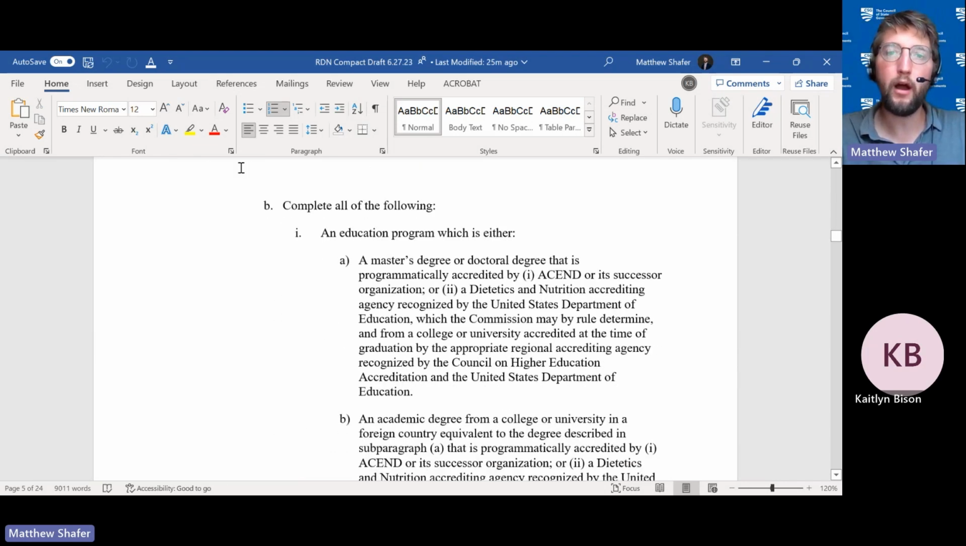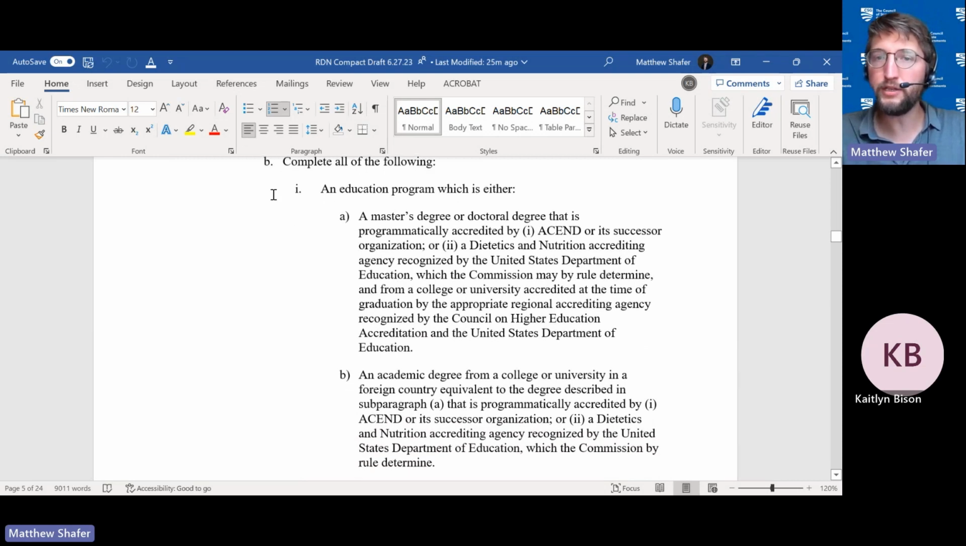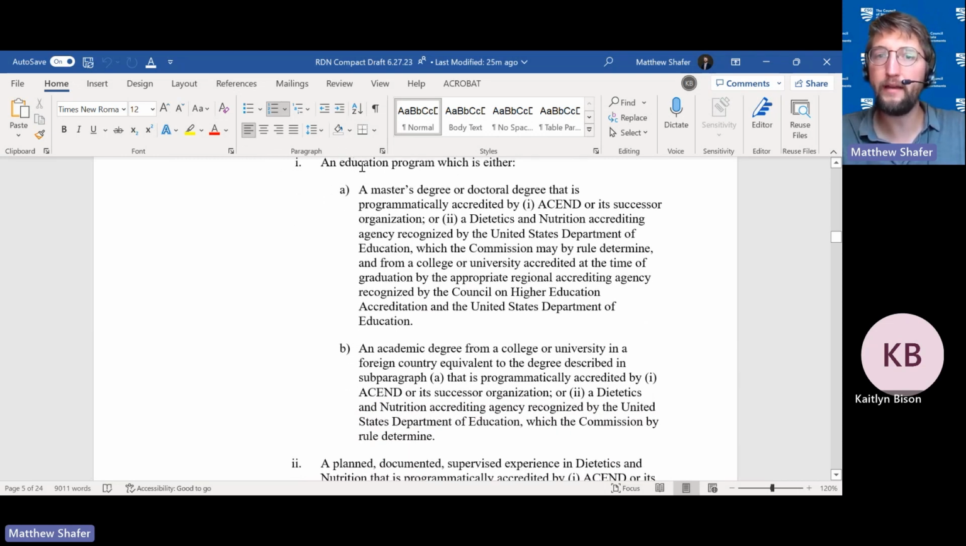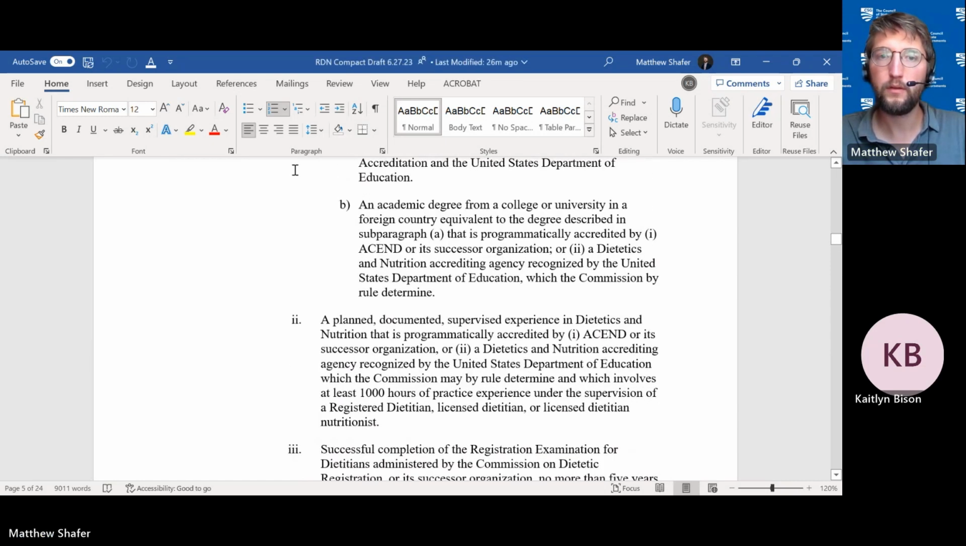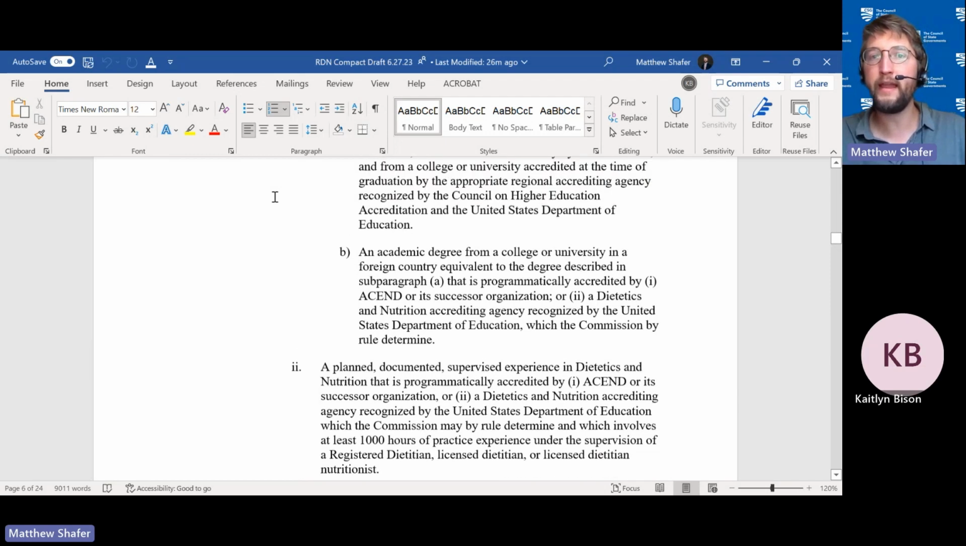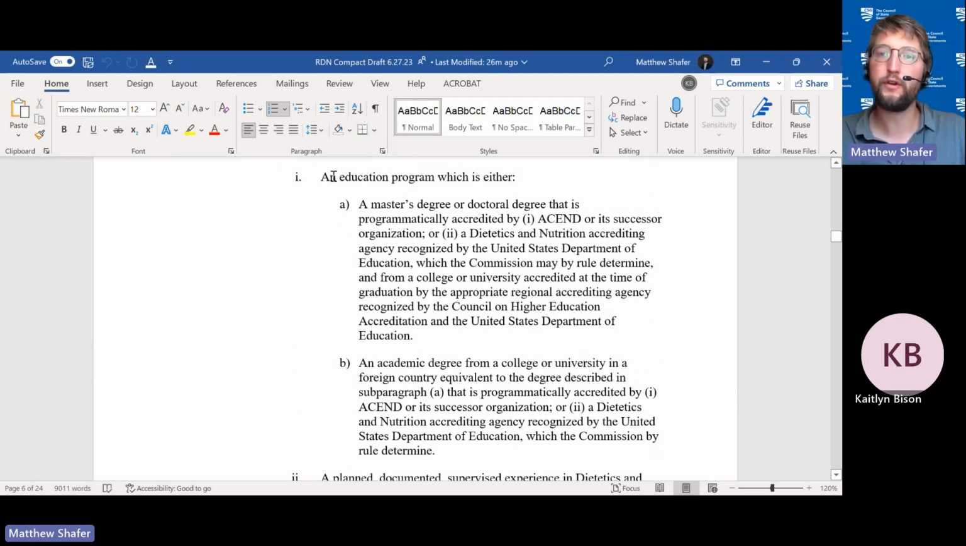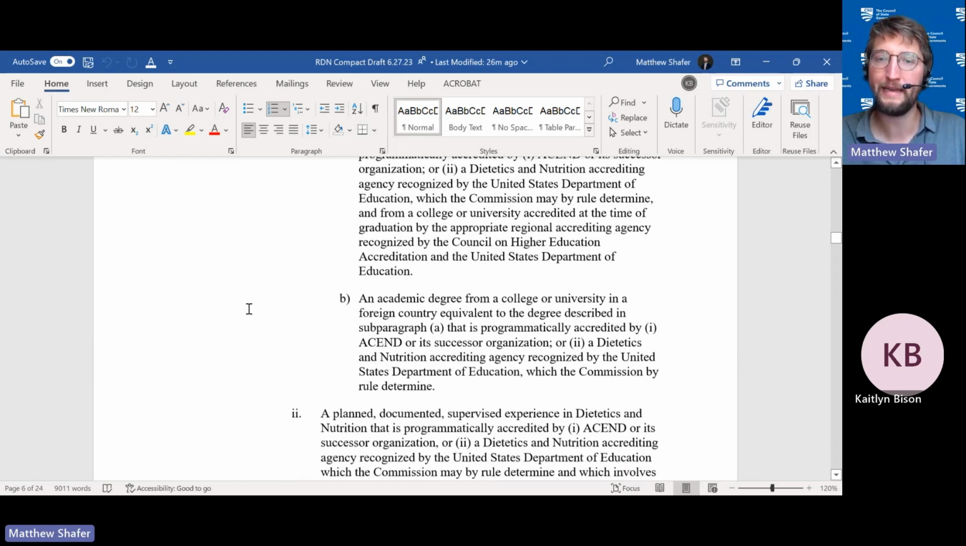Option 2, complete all of the following. Complete an education program that is accredited by Ascend. So it's a master's or a doctoral degree programmatically accredited by Ascend or its successor, or an academic degree from a college or university in a foreign country equivalent to a degree described in subparagraph A, programmatically accredited by Ascend. So all this is saying is a master's degree or a doctoral degree accredited by Ascend, or the equivalent if you are foreign trained, also programmatically accredited by Ascend.